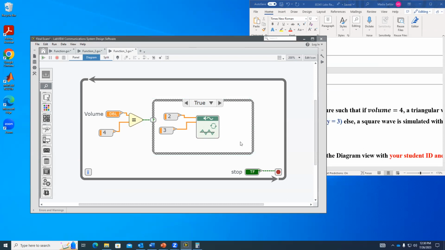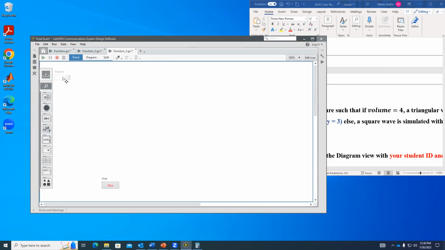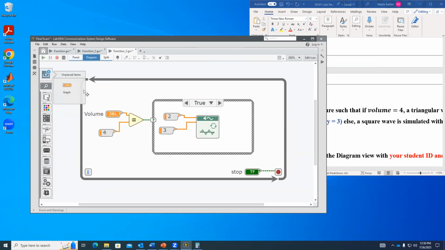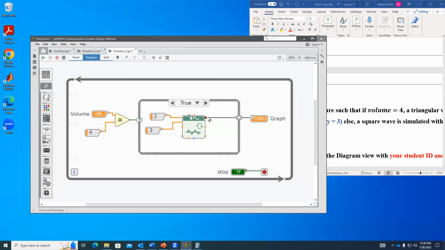Then when you are done until here, you go to the panel view. You bring stop here, you bring volume here, and you bring graph. You put graph here. Then you go to the diagram and bring this. You don't have to put it outside. Always it will be here. And then you connect it here. Done. Now this is done for the true condition.